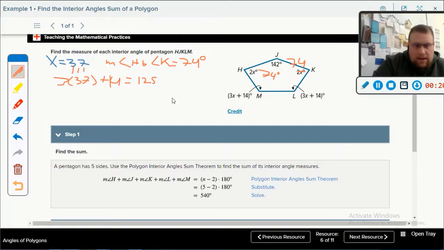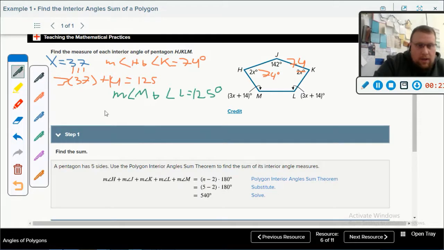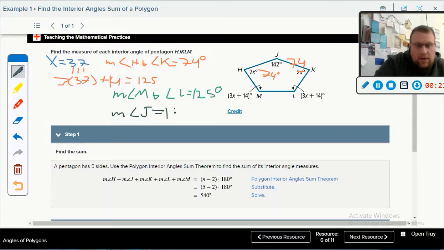So I've got now that, I'll write this in a different color. Go green. The measure of angle M and angle L equals 125 degrees. Then we already are told that the measure of angle J equals 142 degrees. So let's see if that's true.